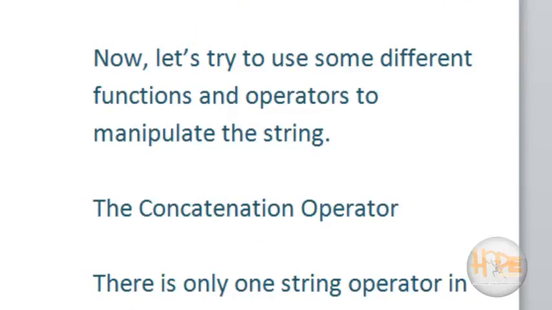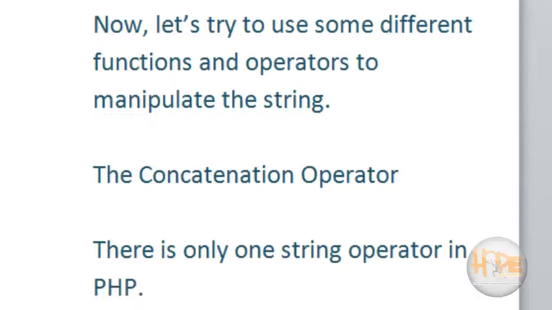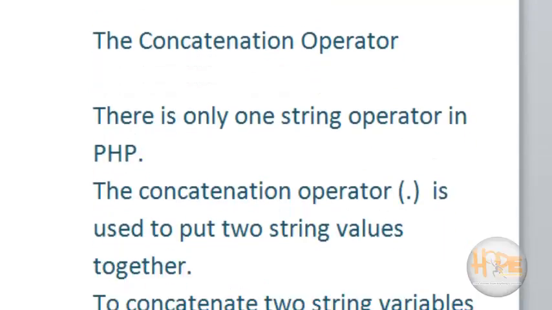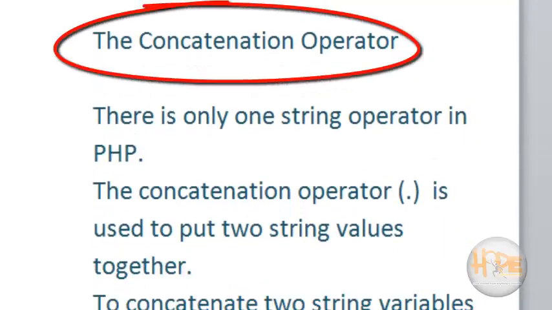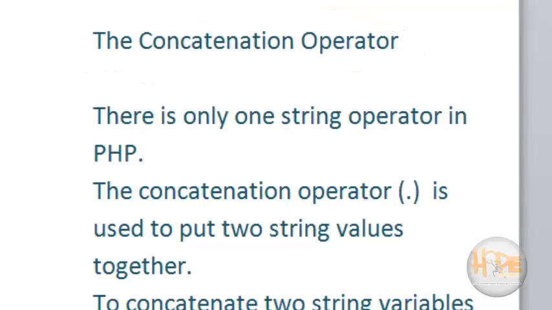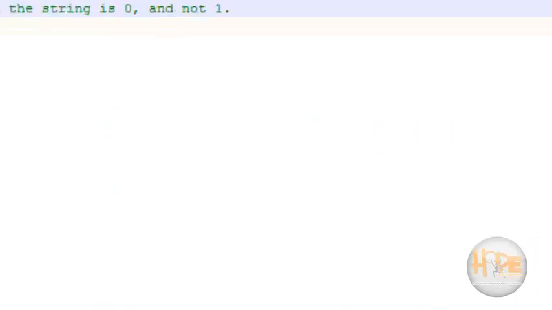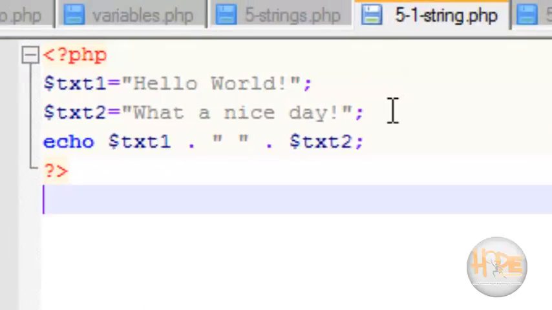Now let's try to use some different functions and operators to manipulate the string. First of all, the concatenation operator. The concatenation operator is used to join two strings. Let's see one example for this concatenation operator. Here is the example of the concatenation operator.